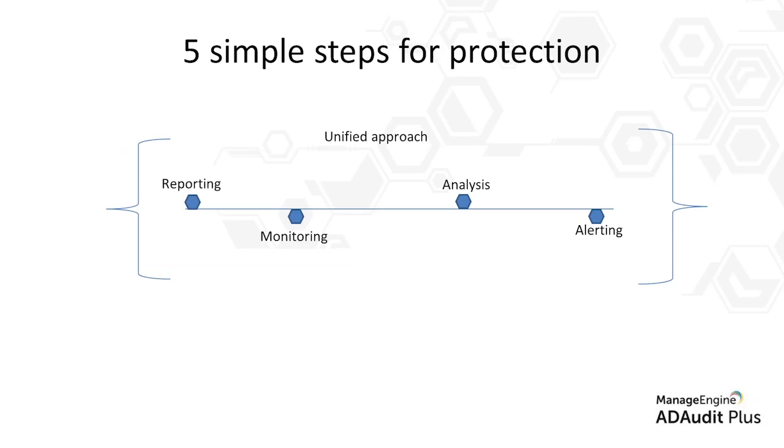All right, so this, in my opinion, is the final step that I wanted to give it to you, the 5 simple steps for protection. You could report, you could monitor, you could do analysis, and then you need to be alerted. And last but not the least is putting them together, having everything together under one unified approach. So by the time you get to know that there's a problem through the script, you could shut down the problem, or you could negate yourself from that problem, and you could start working towards remediation. So all this straight from one particular tool, and that is called ADAudit Plus.